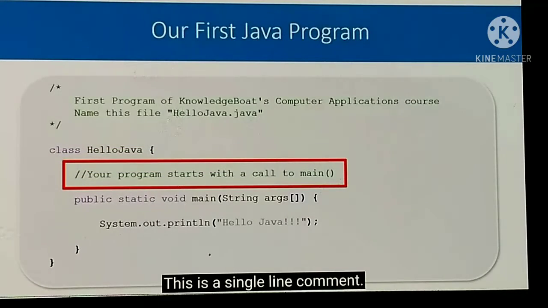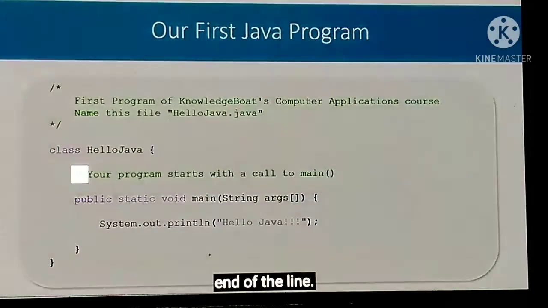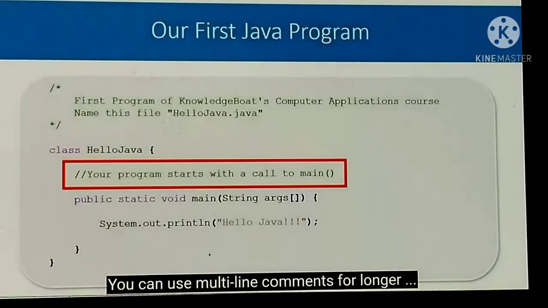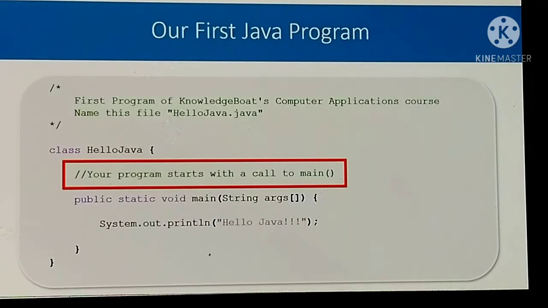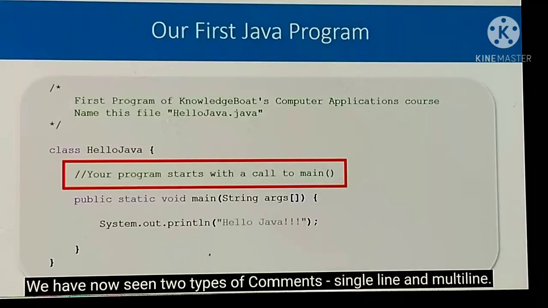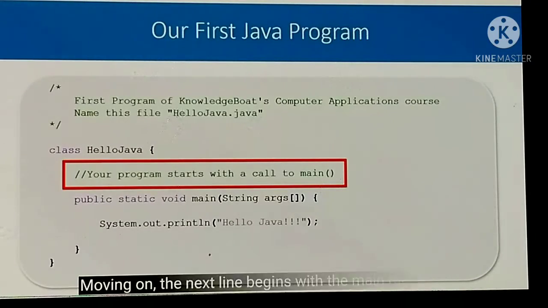Let's go to the next line. This is a single line comment. It begins with a double forward slash and ends at the end of the line. You can use multi-line comments for longer descriptions and single line comments for brief line by line explanations of code. We have now seen two types of comments, single line and multi-line, in this program. The third type of comment is known as a documentation comment.